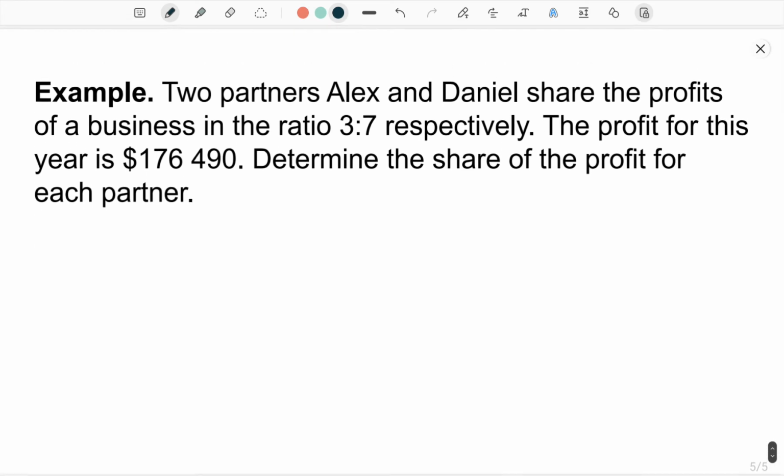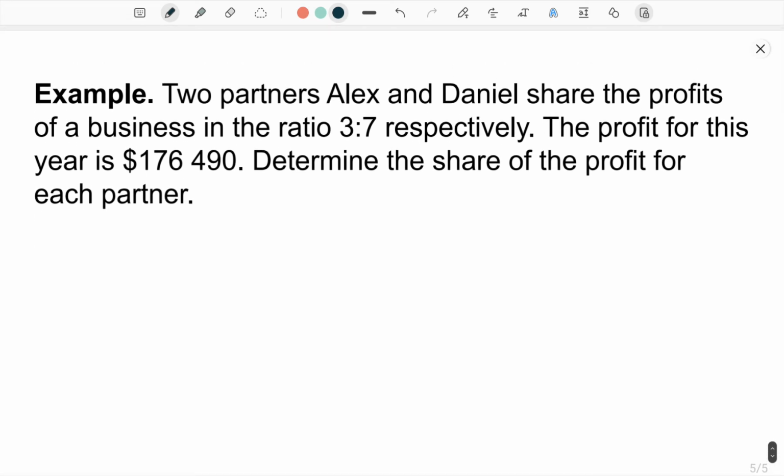All right, one last example. This is definitely a useful example to go through. So we have two partners, Alex and Daniel, who share the profits of a business in the ratio 3-7, respectively. So 3 to Alex, 7 to Daniel. And the profit for this year is $176,490. Okay, so how do we tackle a question like this?